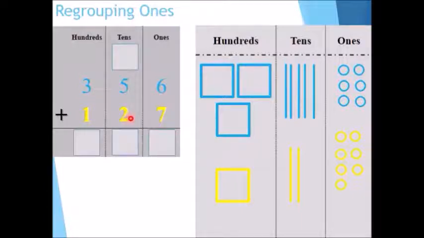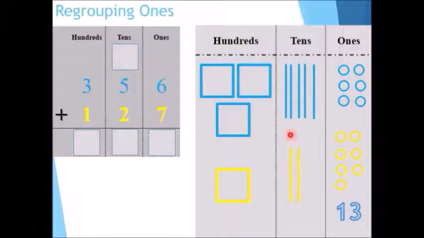356 plus 127. Here's a model of the first addend in blue, 356, and another model of the second addend in yellow, 127. To find the sum, let's combine the ones, the tens, and then the hundreds in the model. We start with the ones. 6 ones plus 7 ones is equal to 13. 13 is a two-digit number. It can't fit here, so we have to regroup.